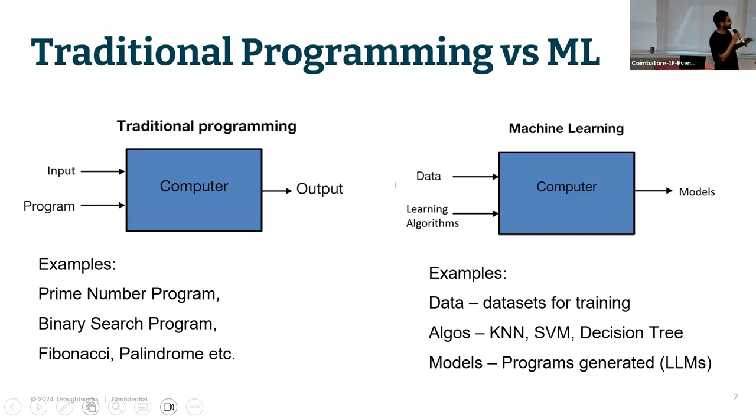In machine learning, the data side is the data set, which is used for training. For the learning algorithms, we will discuss some like KNN, K nearest neighbor, support vector machine, decision tree, at least at a high level. We will also deep dive into one or two, which will give you an idea of how this is learned. The outcome of that is that you will generate a lot of models.